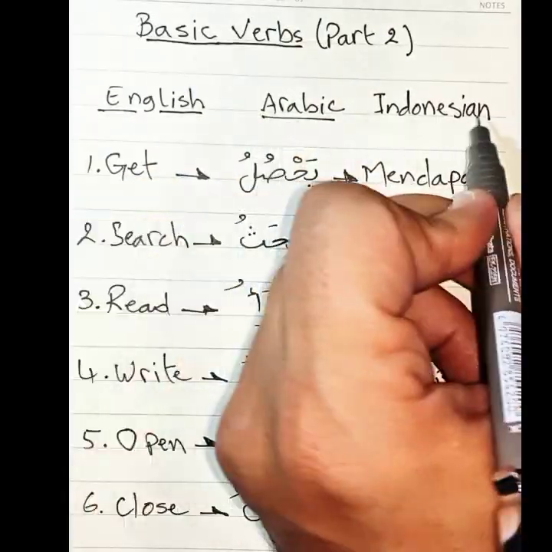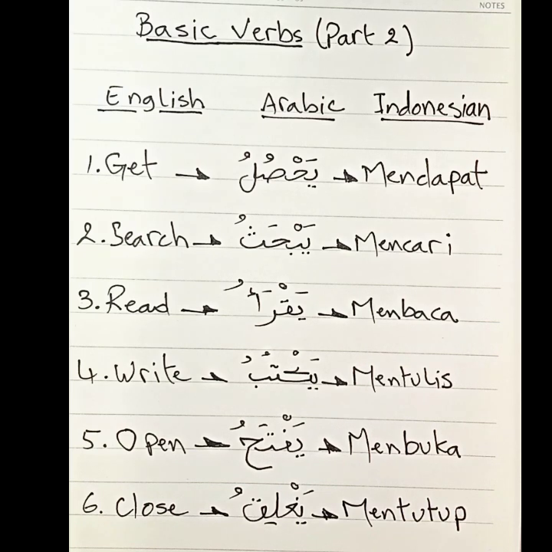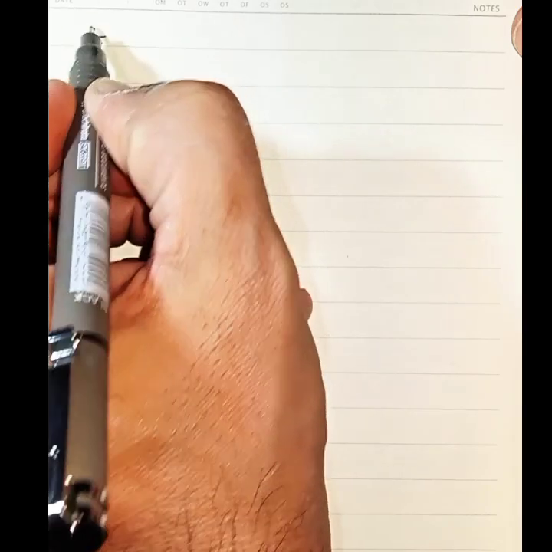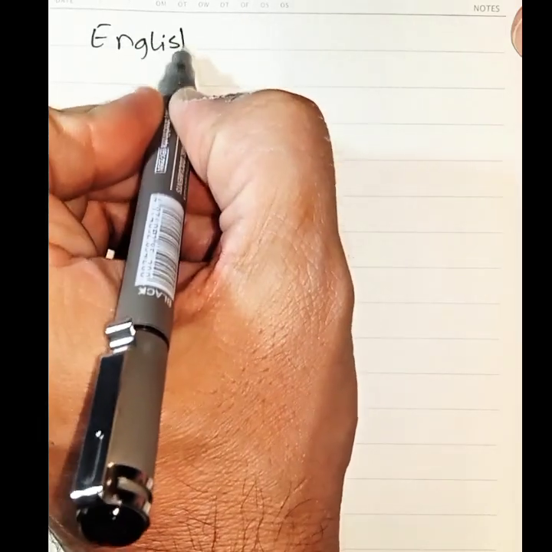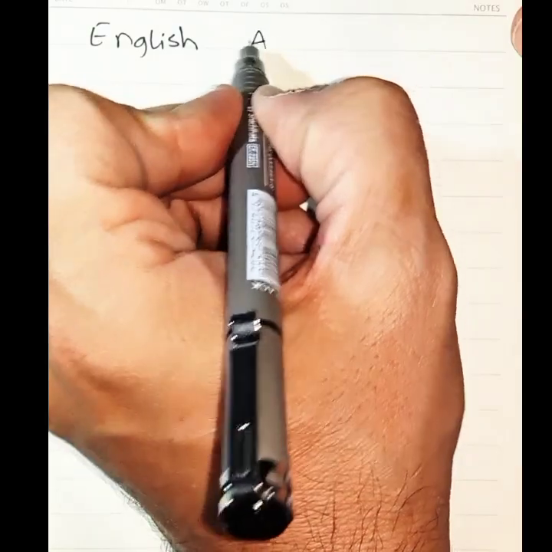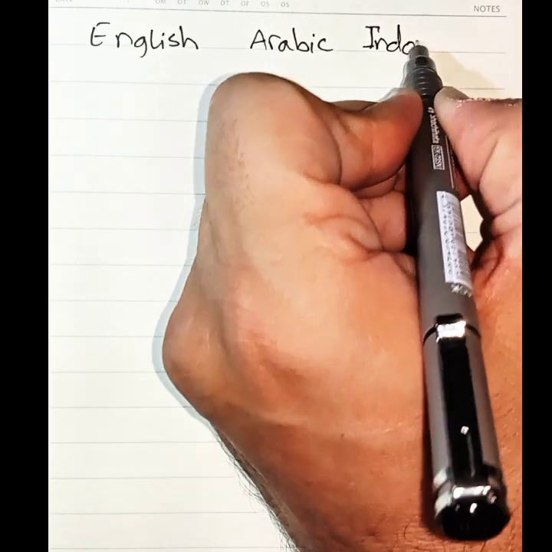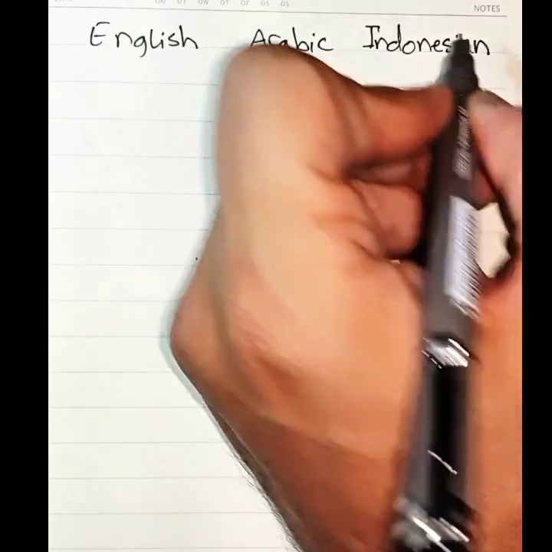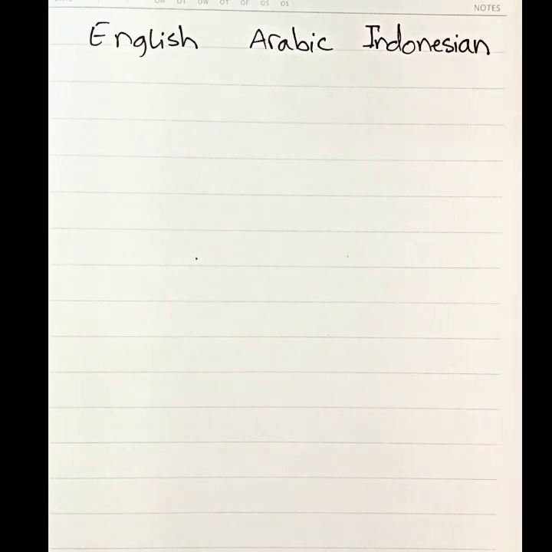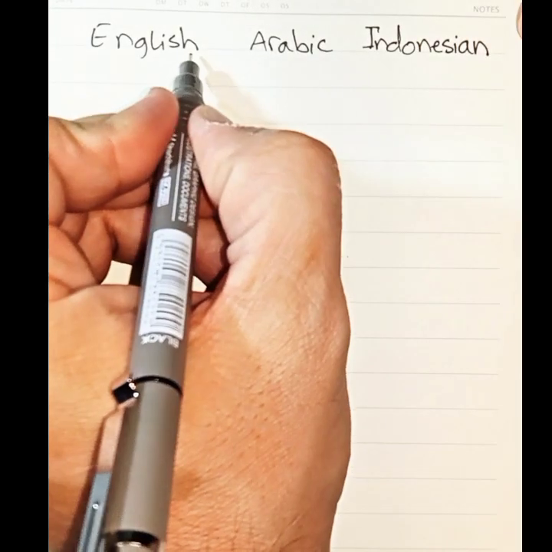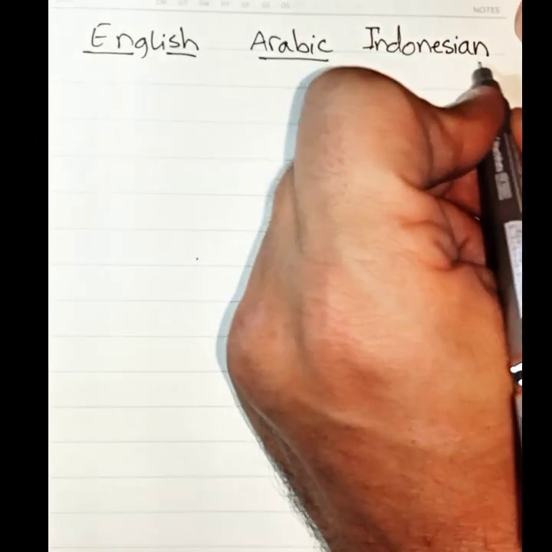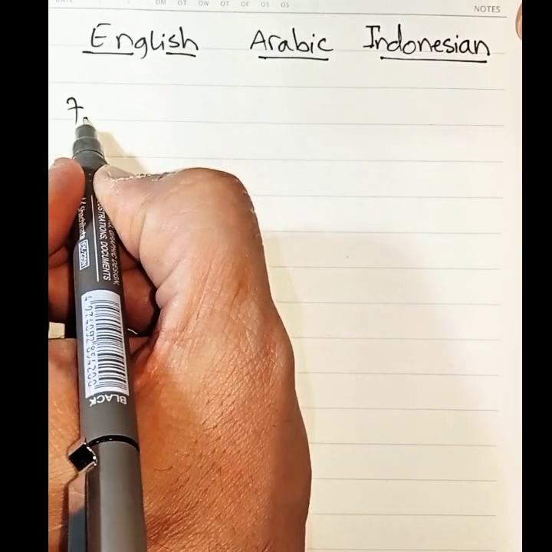Let's underline the titles: English, Arabic, and Indonesian. So get يحصلوا من dapat, search يبحثوا من cari, etc. Stop whenever you need. Next, we write the language first: English, Arabic, and Indonesian. All right, cool. Underline, don't forget. Yep. Thanks.